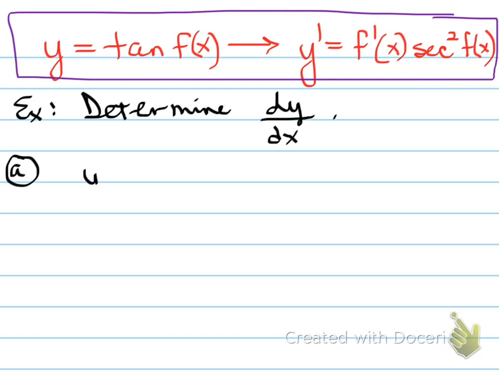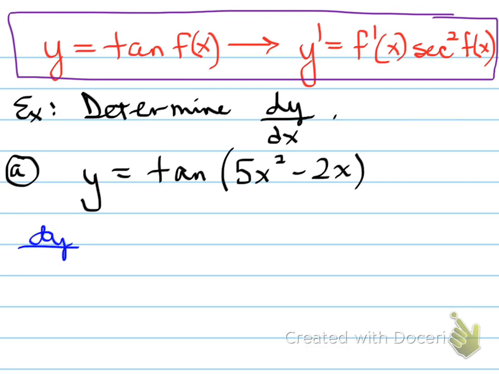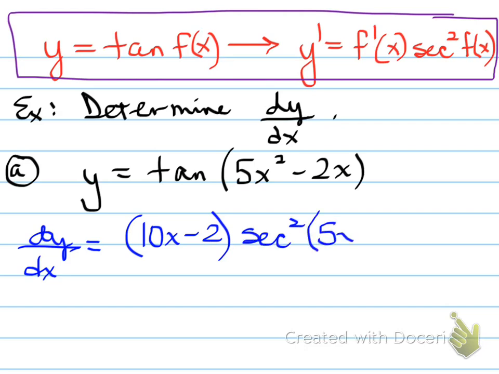Example, determine dy by dx. Y is equal to tan of 5x squared minus 2x. What is that derivative? Well, dy by dx is equal to, in brackets, 10x minus 2 times secant squared, because that is the derivative of tan. The derivative of tan is secant squared of the function 5x squared minus 2x. The function remains the same when we're taking the derivative of tan, sine, or cos.